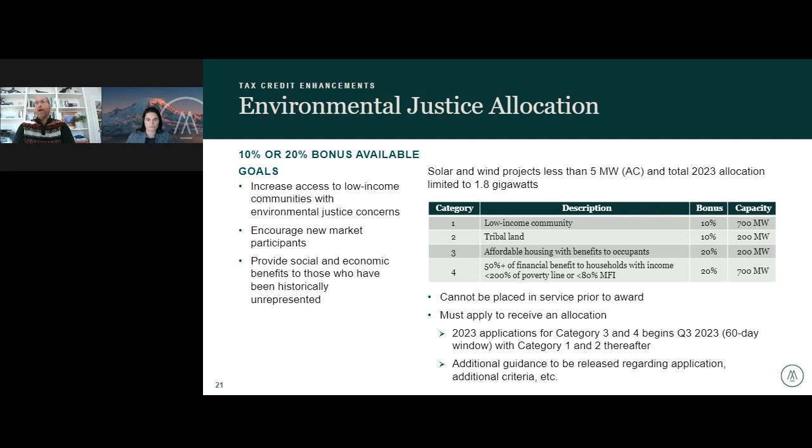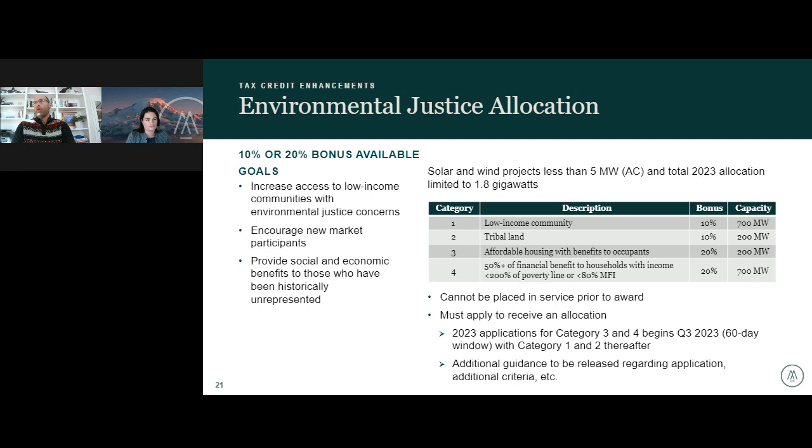Those categories are listed there as a low-income community or tribal land. If a project is located in a low-income community, which is based on New Markets census tract data, or on tribal land, then you can apply for a 10% allocation. You're not guaranteed that. You do have to make an application, meet all of the other requirements within that application, and then be awarded a portion of the allocation authority.